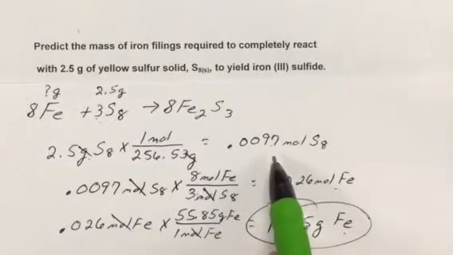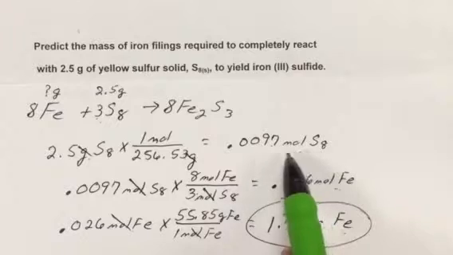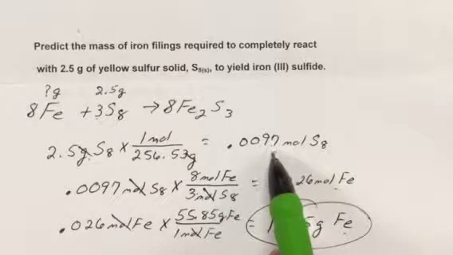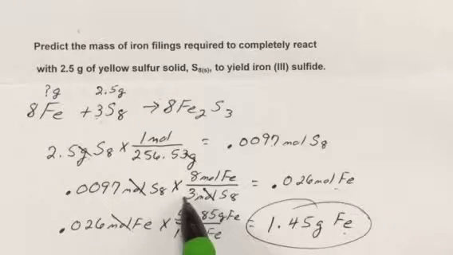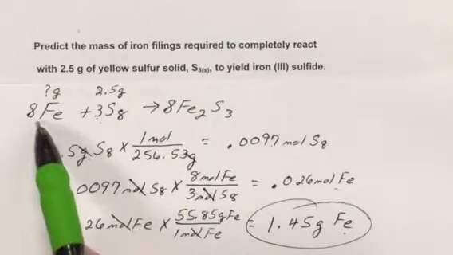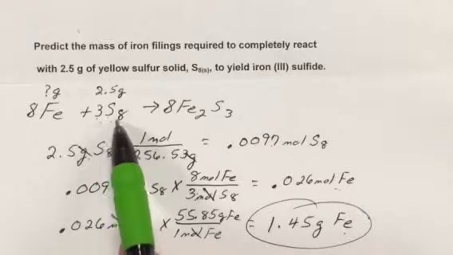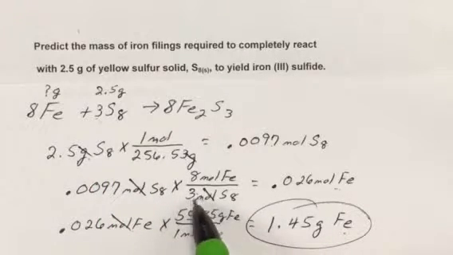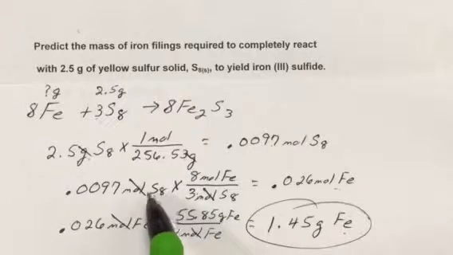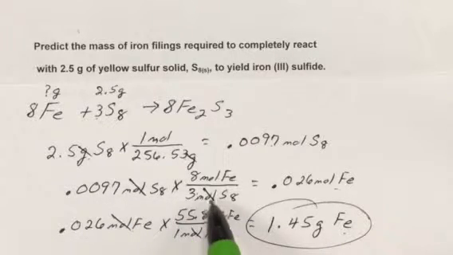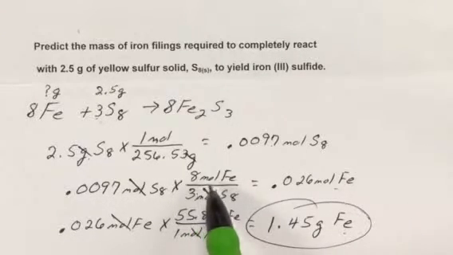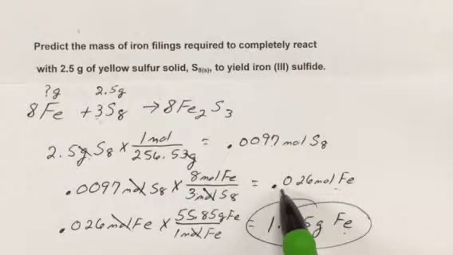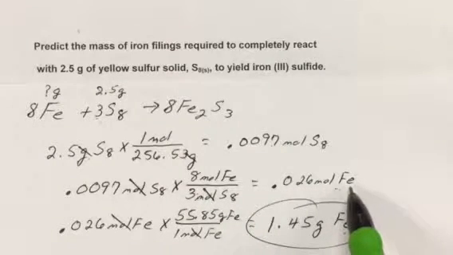0.0097. Now that we have moles of sulfur, we can then multiply that times our molar ratio to tell us how many moles of iron we need. So we take the moles of sulfur and we multiply it by the molar ratio of 8 moles of iron for every 3 moles of sulfur. Now, I was careful to put the 3 moles of sulfur on the bottom because that's what we started with, so we want it to cancel out. So 0.0097 times 8 divided by 3 gives us 0.026 moles of iron.